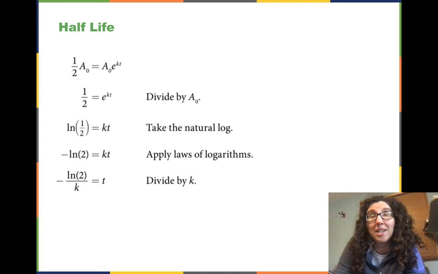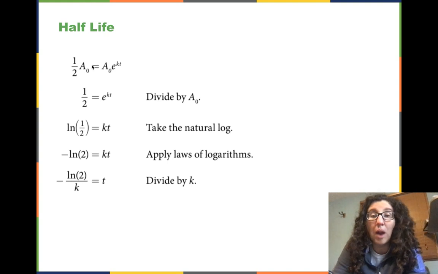If we started with 10, we'll have 5. If we started with 20, we'll have 10, right? So the question is, if we want to solve for the half-life of a radioactive element, what is that going to be?